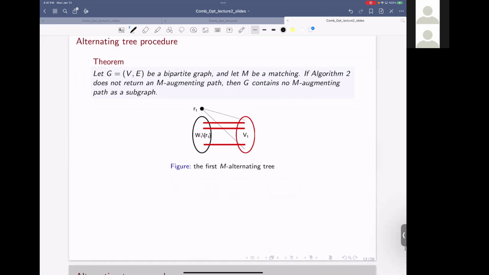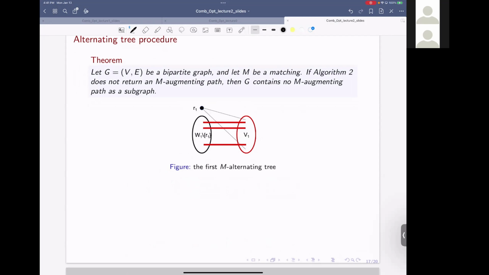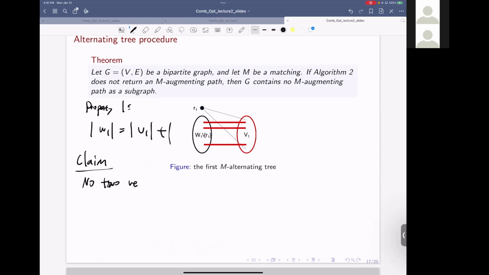So this is good. And one more thing to observe is the following, and this is the part where the bipartite structure is used. I claim property 1 is that the size of this set W1 is 1 larger than the size of V1 from the odd levels. Another claim is the following: no two vertices in W1 are adjacent. So why is this true?